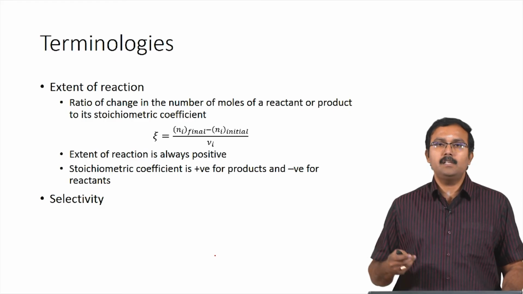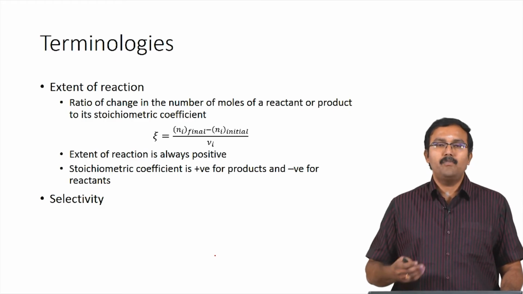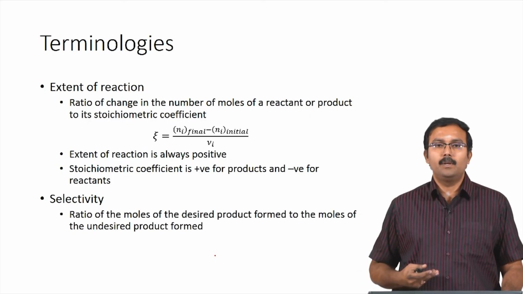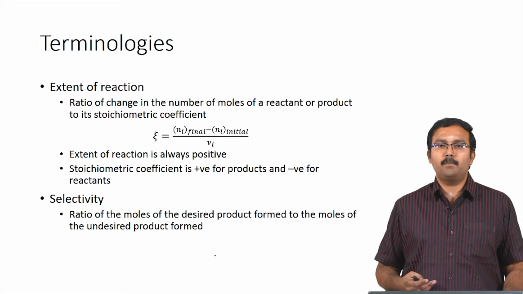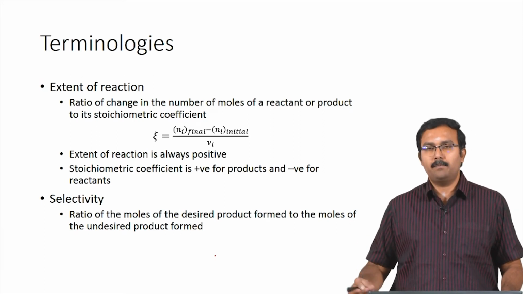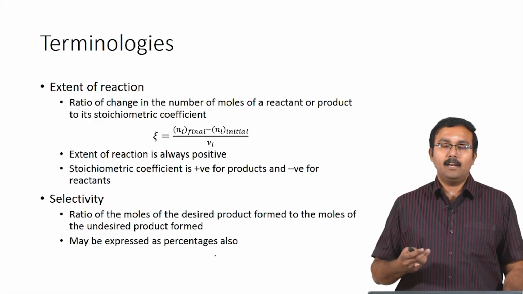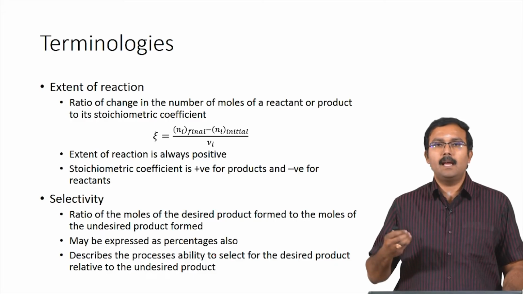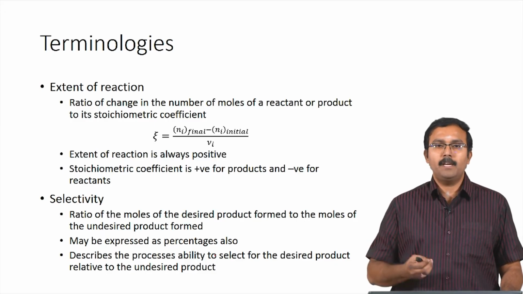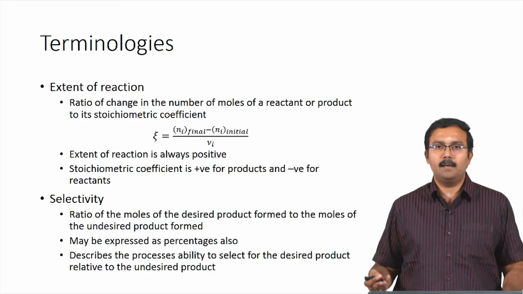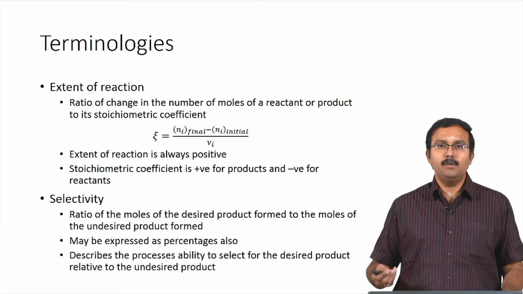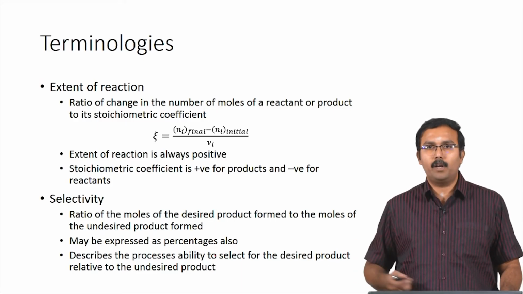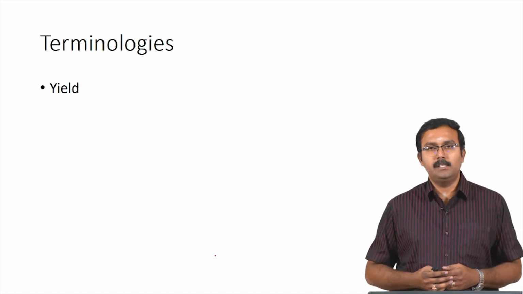Selectivity is another terminology which is used to define how favorable the conditions are to producing one product over other. So, it is defined as the ratio of moles of a desired product formed to the moles of the undesired product formed. This can also be expressed as percentages, and this tells us the process's ability to select the formation of desired product relative to the undesired product. This is a terminology which can be used for optimizing processes in a way that you produce more of the desired product. Yield is another important terminology.